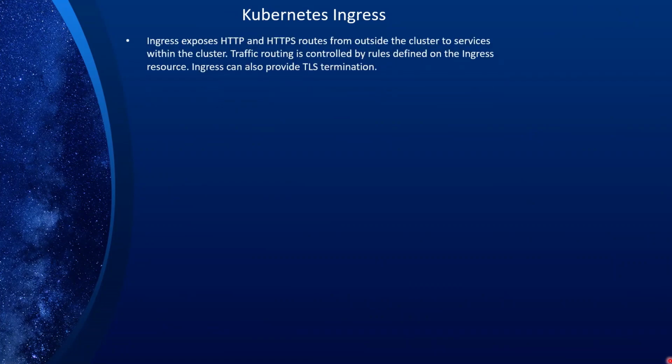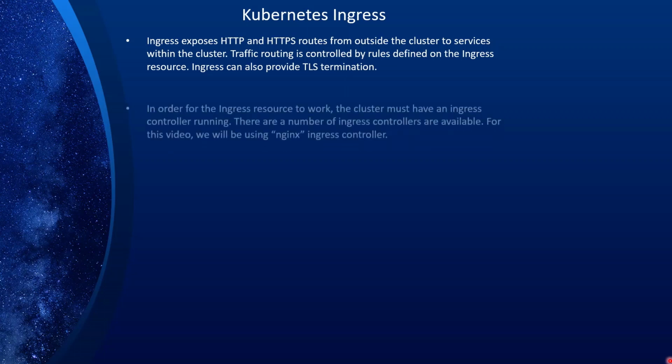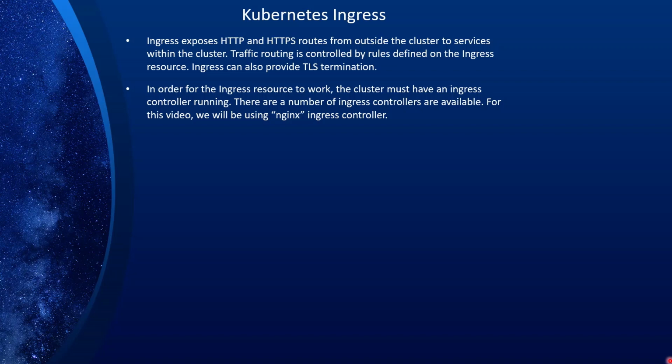Ingress exposes HTTP and HTTPS routes from outside the cluster to services within the cluster. Traffic routing is controlled by rules defined on the Ingress resource. Ingress can also provide TLS termination. In order for an Ingress resource to work, the cluster must have an Ingress controller running. There are a number of Ingress controllers available. For this video, we will be using the nginx Ingress controller.